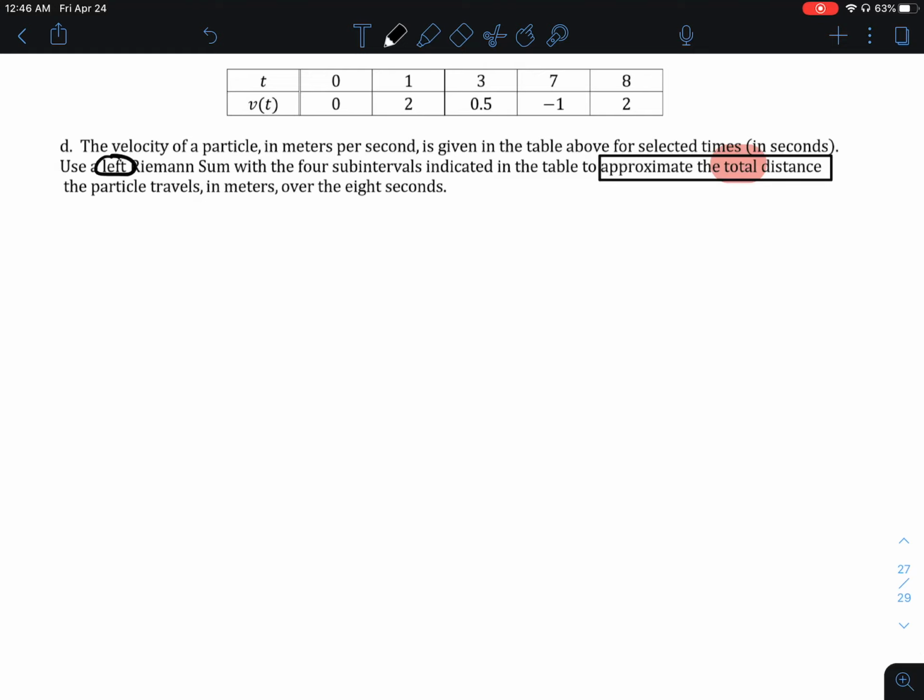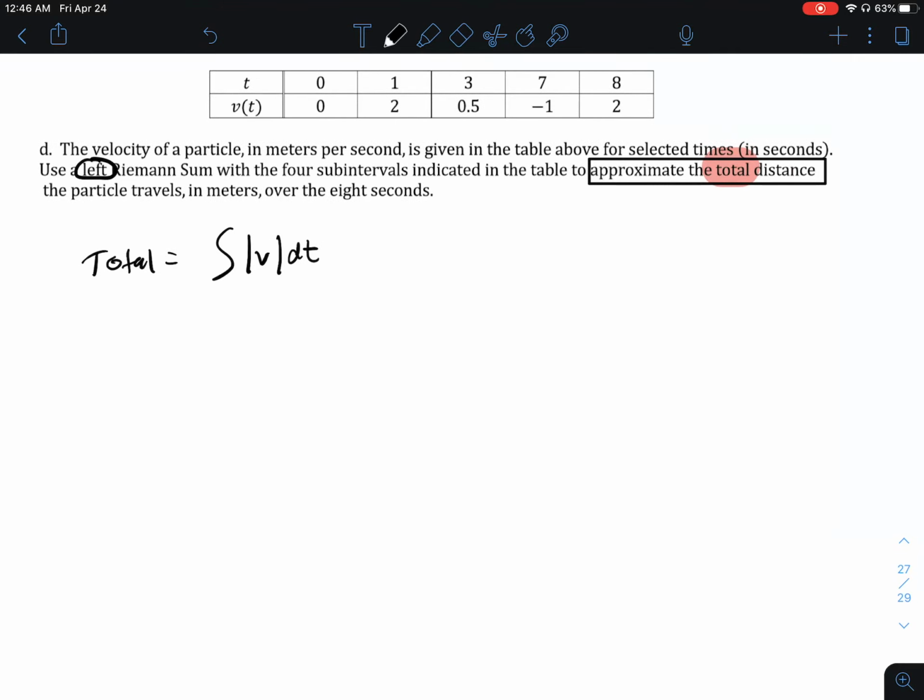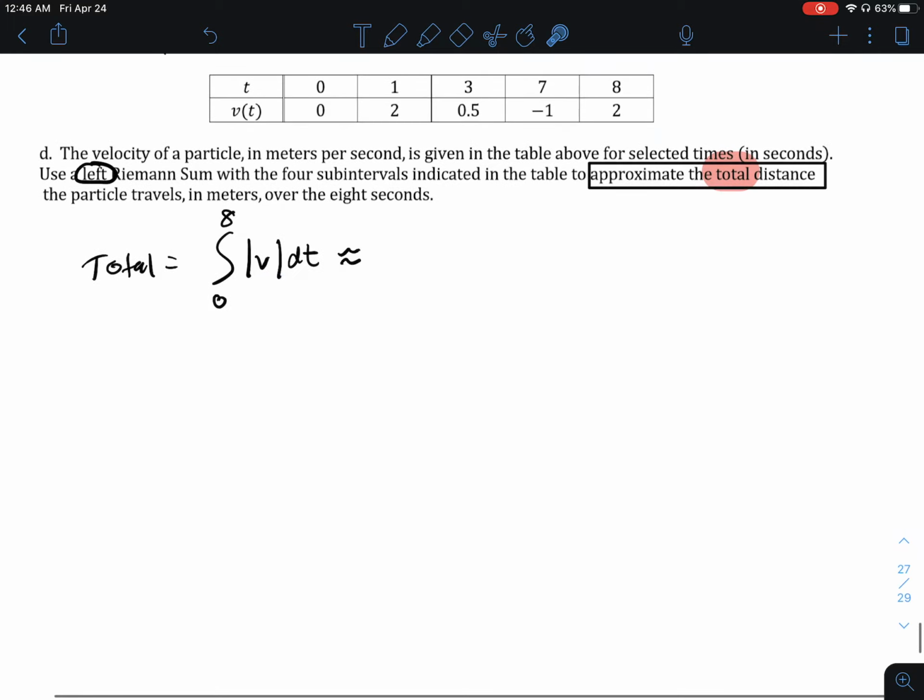Now, if you remember, we said that total was integrating the absolute value of the velocity function. We are supposed to do this from 0 to 8. We are supposed to approximate this. Once again, if this was a net, then we would just say v of t, not the absolute value.